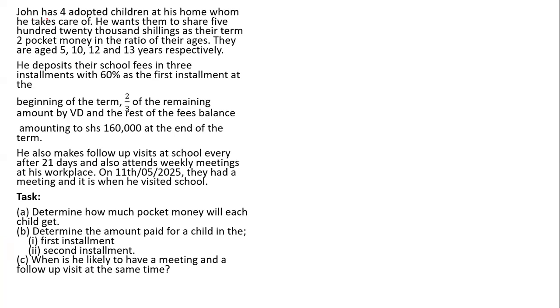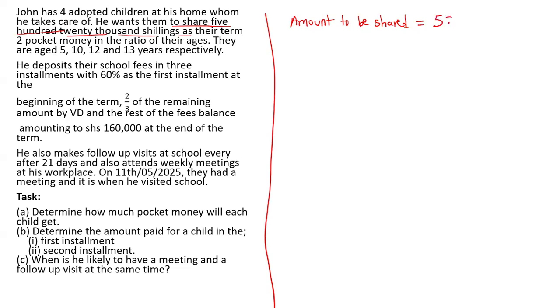So here we have that John has 4 adopted children at his home he takes care of. He wants them to share 520,000 shillings as their term. Now we are going to start with summarizing our item. So I'm going to come here and I write the amount to be shared. Amount to be shared is equal to 520,000 shillings. So that is the amount that is going to be shared.